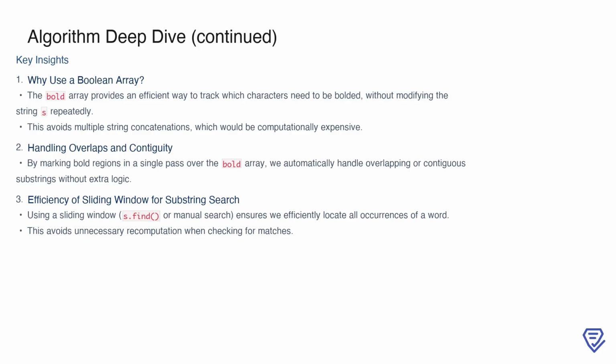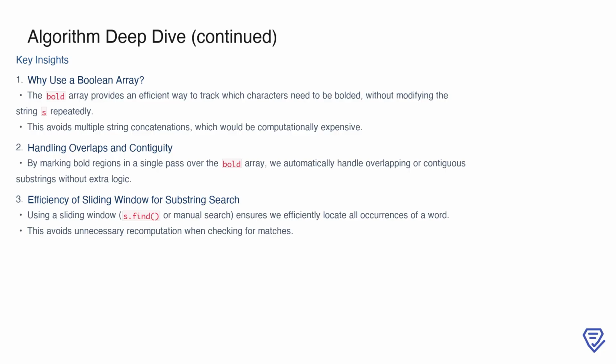There are a few key insights that make this algorithm efficient and robust. First, using a Boolean array is an effective way to track which characters need to be bolded without modifying the string S directly. This avoids repeatedly concatenating strings, which can be computationally expensive. Second, handling overlaps and contiguity is simplified by marking bold regions in a single pass over the bold array. This eliminates the need for additional logic to merge overlapping substrings.